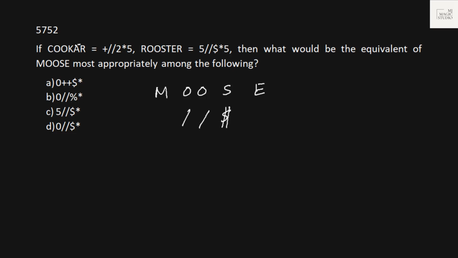Then this is matching. This is E. This is asterisk. For M we have no clue, but these three. Now these two can be possible, but 5 is there. 5 is for R. It cannot be for M. Then we eliminate C. We go for option D.